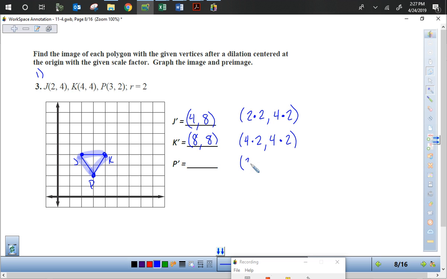Last one here, we're taking 3, multiplying it by 2, and 2, multiplying it by 2. 3 times 2 is 6. 2 times 2 is 4 for our final ordered pair. We'll go ahead and plot those on the same picture here. Going 4 to the right and up 8 will give us our new J value, so J prime. Right 8 and up 8 will give us K prime. And then right 6, up 4 will give us P prime.